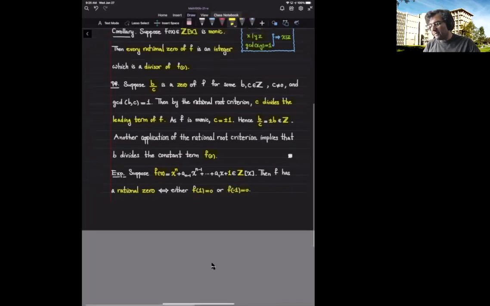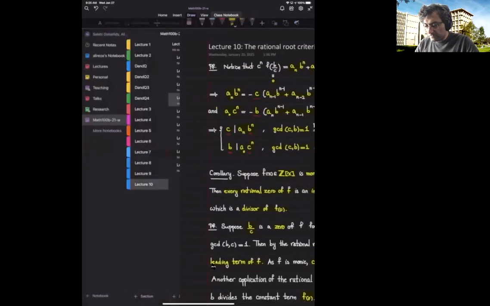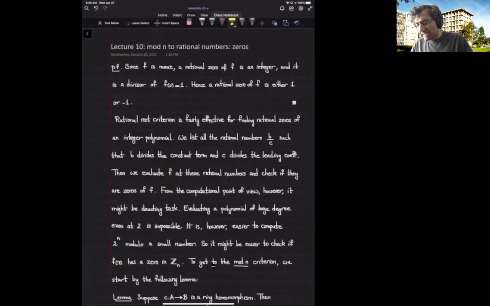That said, I have to say that the rational root criterion has its own weaknesses. What do I mean by that? After all, we start by listing all the divisors of the leading coefficient and all the divisors of the constant term, and form fractions where the numerator is one of the divisors of the constant term, and the denominator is one of the divisors of the leading coefficient. Next, we have to evaluate our polynomial at these fractions that we are listing.